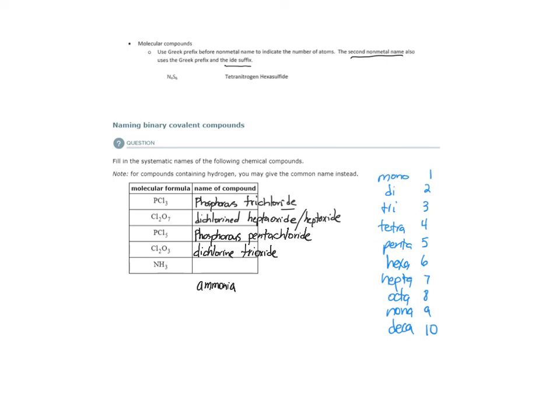And NH3, well, we know this to be ammonia. That's its common name. What is its chemical name? Nitrogen trihydride. Now, oftentimes for molecular compounds that include hydrogen, you don't often see this naming convention used. Again, NH3 is often referred to as ammonia. But if we were following this naming convention, we would write nitrogen trihydride, the answer.